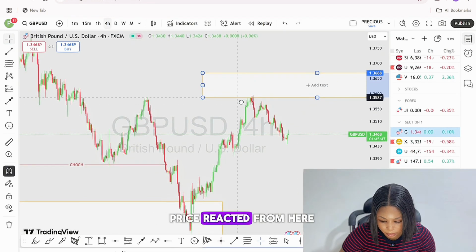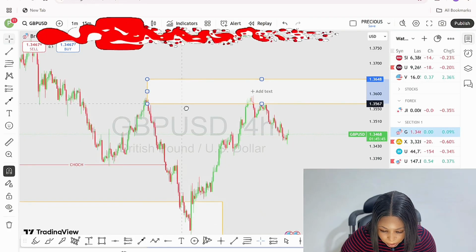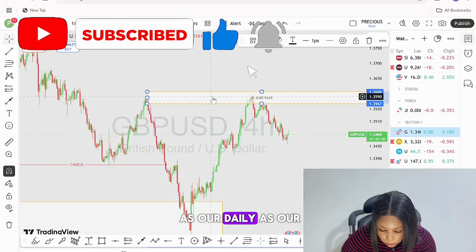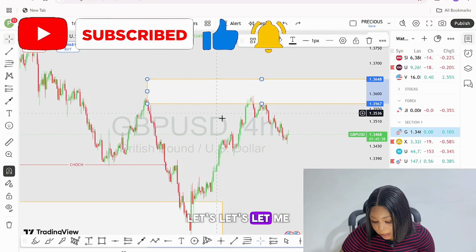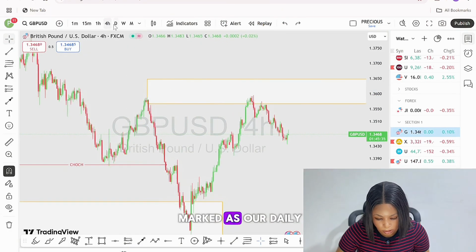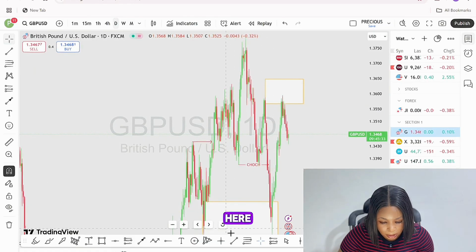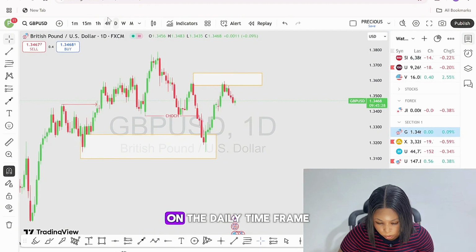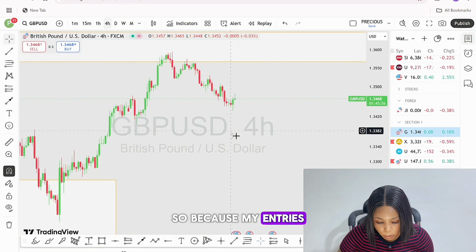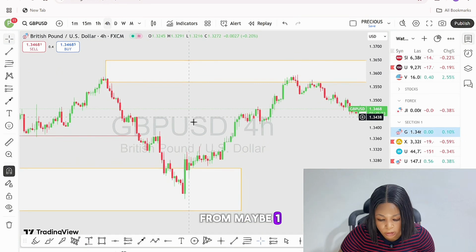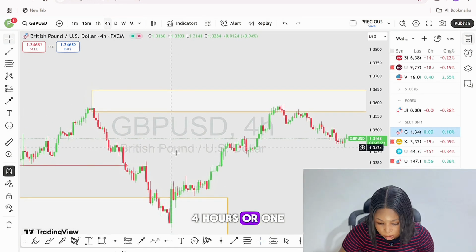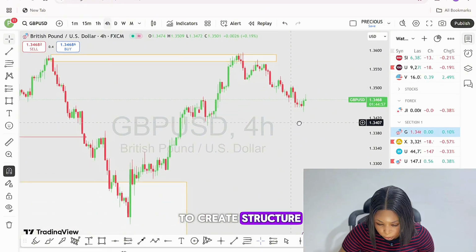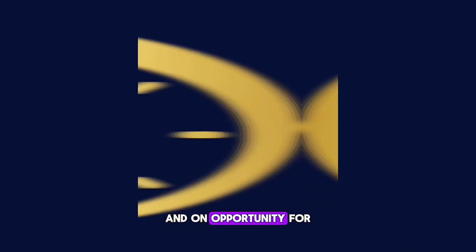You can see how price reacted from here on the 4 hour. We marked that place as our daily, let me undo. So this is where we marked as our daily resistance level here. So this is what I mean by marking key points on the daily time frame. Because my entries, I want to enter from maybe 4 hours or 1 hour, we are having a pullback here because price is trying to create structure and an opportunity for re-entry.